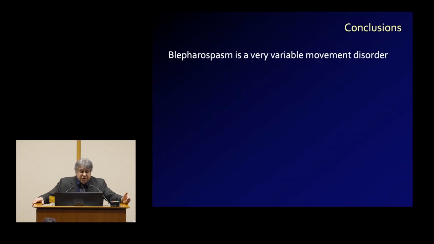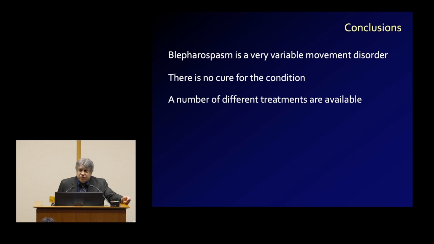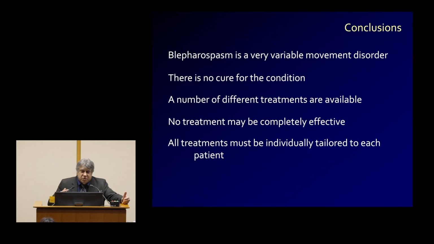So in conclusion, blepharospasm is a very variable movement disorder. There's no cure for the condition, but there are a number of different treatments that are available. No treatment is completely effective in every patient, so you have to try them. And all treatments have to be individualized for the individual patient.